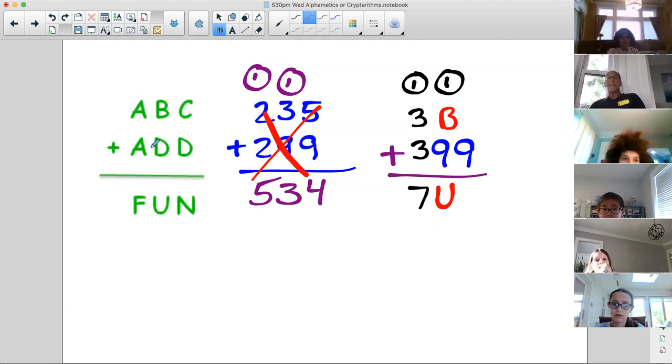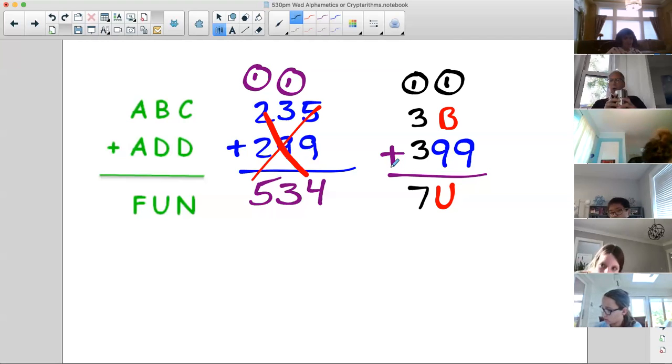So we know that D can't be 0 or 9. Now, what can it be? I've come up with about 200 different solutions for this. Come on, who's got the first solution? Luke and Claire, unmute yourselves, please. I have a little bit of background noise.